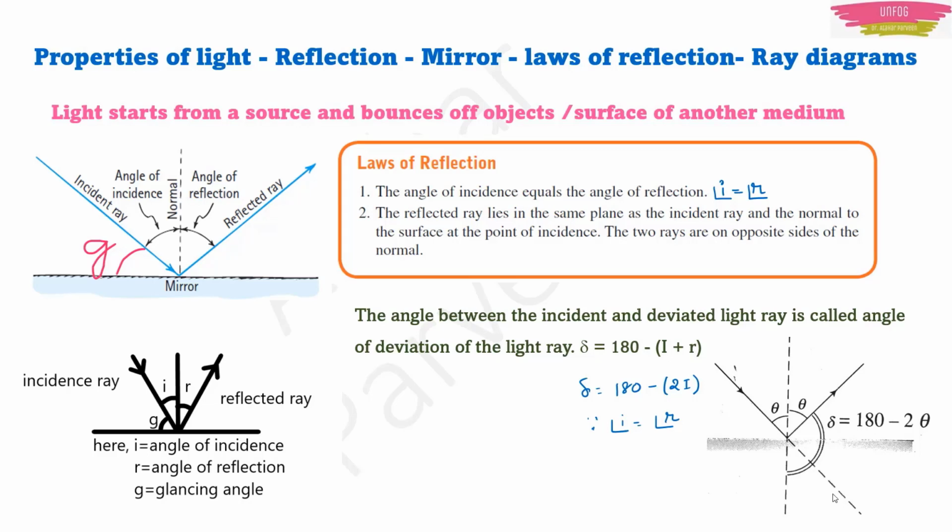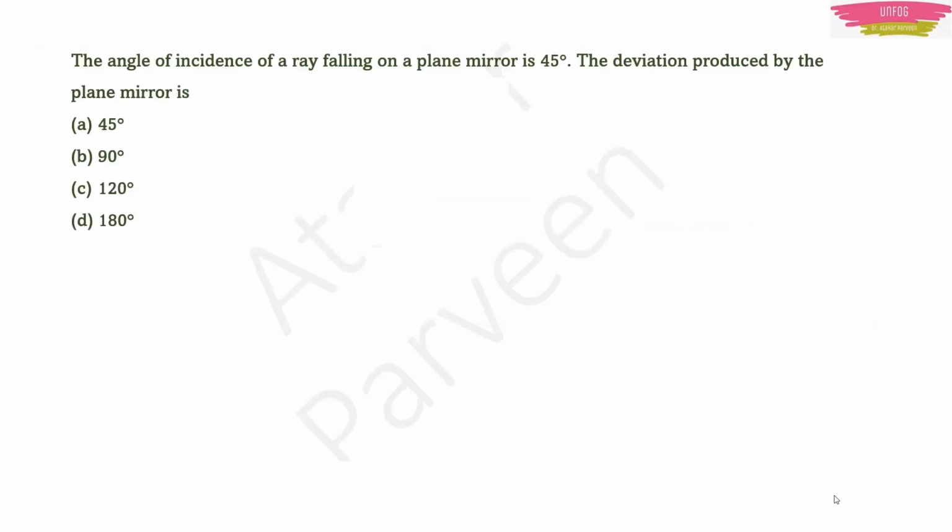So angle of deviation will be equal to 180 minus 2 theta. Okay. So questions can be asked based on glancing angle, based on angle of deviation, or based on loss of reflection. We need to know all these points thoroughly. Now, based on angle of incidence, this type of question can be asked.